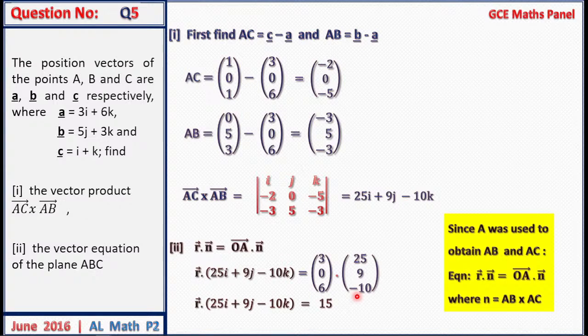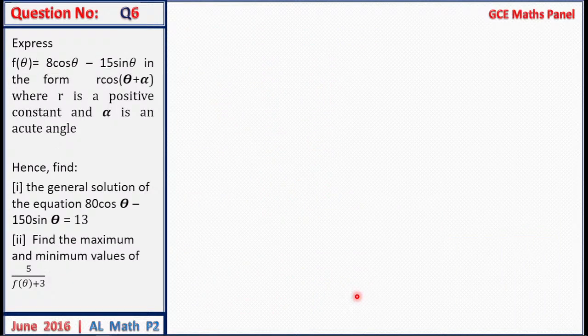Okay, question number 6. Express f of theta equals 8 cos theta minus 15 sin theta in the form r cos(theta plus alpha), where r is a positive constant and alpha is an acute angle. It's an acute angle. So we have to express this in the form r cos(theta plus alpha). Alright, let's see what we have.